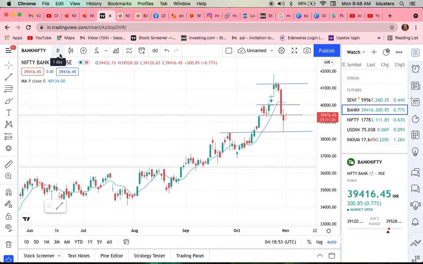Okay, see, I have applied the day time frame here. This is the support area, and this is also drawn here. Also I have drawn one trend line here, and here also, and here also I have drawn one trend line. Okay, this is the major support area and this is the major resistance area.